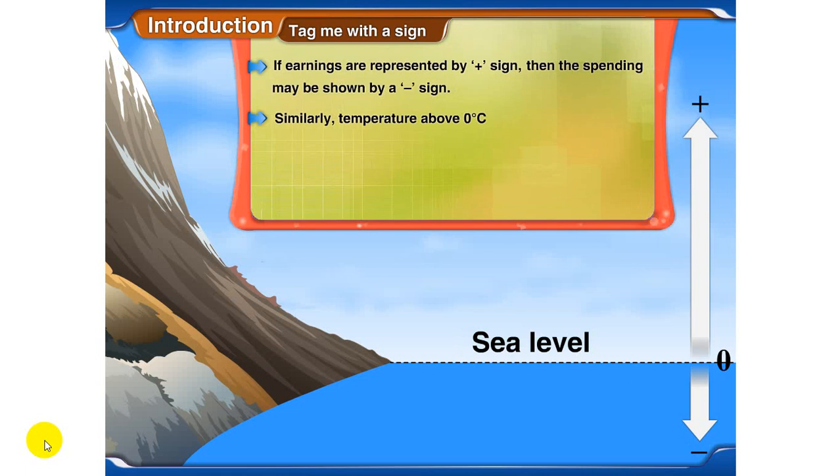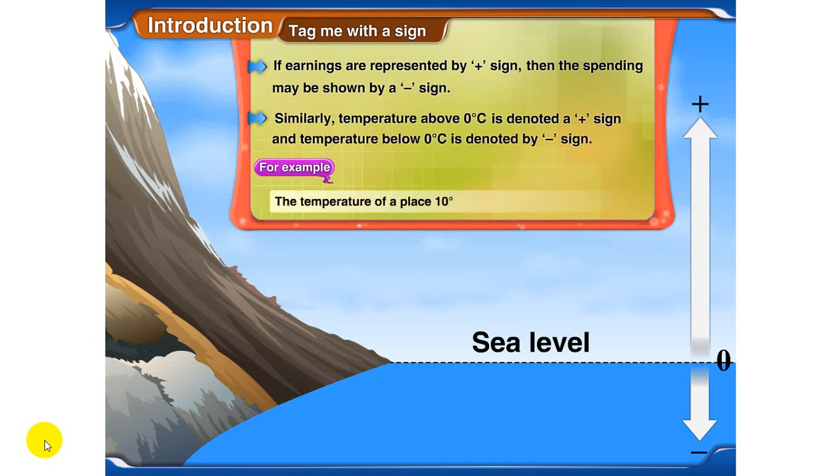Similarly, temperature above 0 degrees Celsius is denoted by a positive sign, and temperature below 0 degrees Celsius is denoted by a minus sign. For example, the temperature of a place 10 degrees below 0 degrees Celsius is written as minus 10 degrees Celsius.